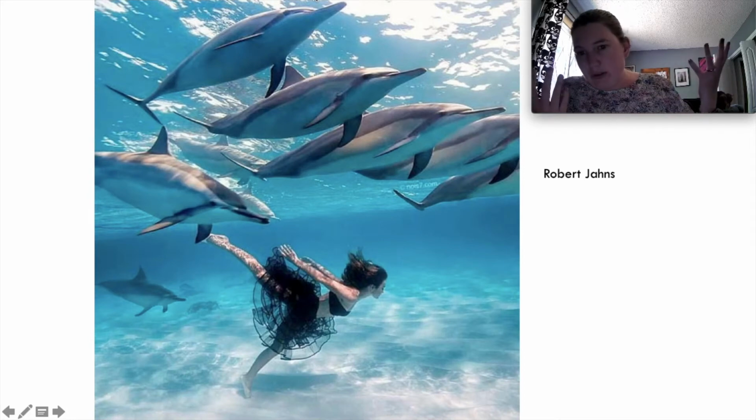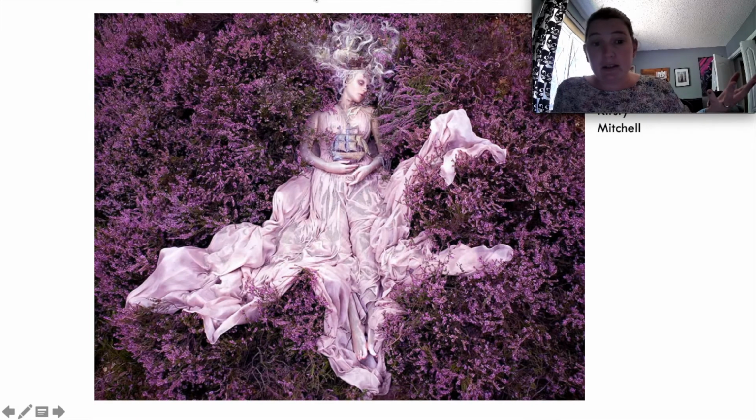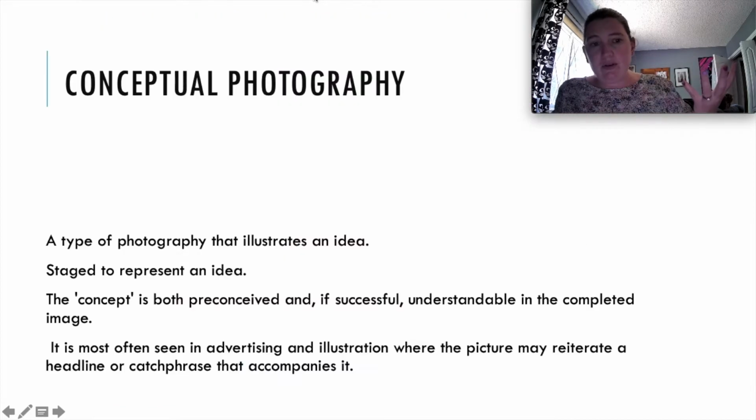Ballerina with Dolphins, for example, is a very surrealist type of photograph by Robert Jahns. This is a beautiful one in terms of the purple. The contrast of the purples is phenomenal, and this kind of dreamlike quality, again, is what we talk about when you see surrealist photographs.